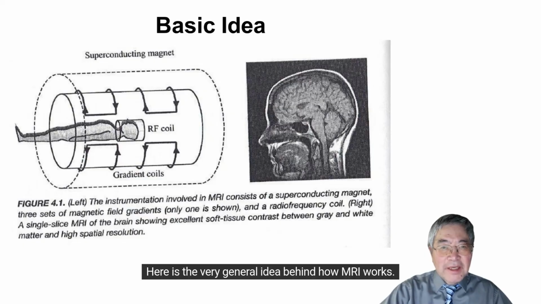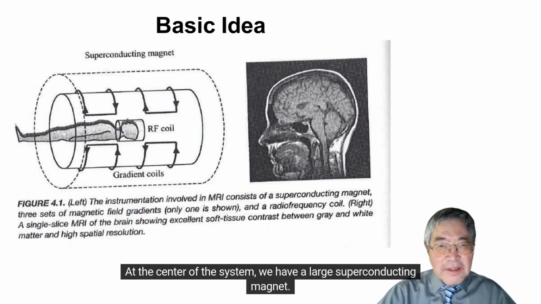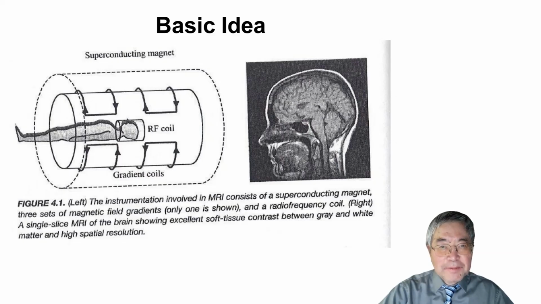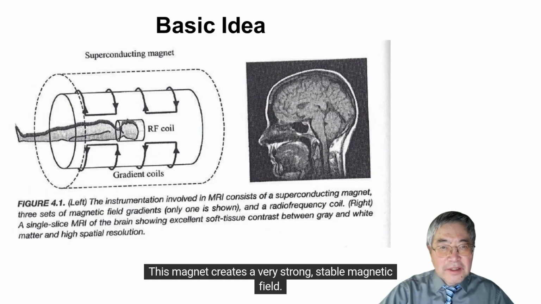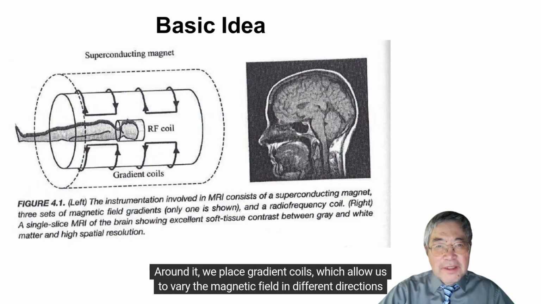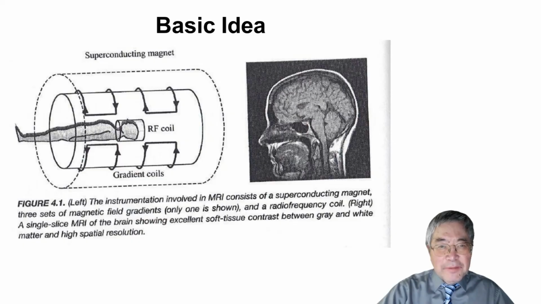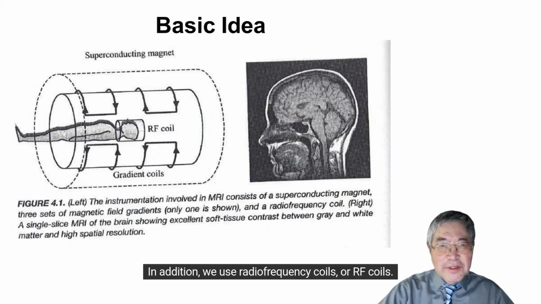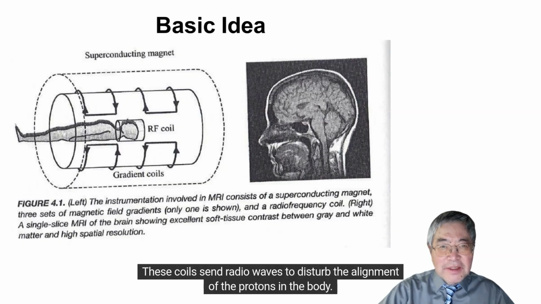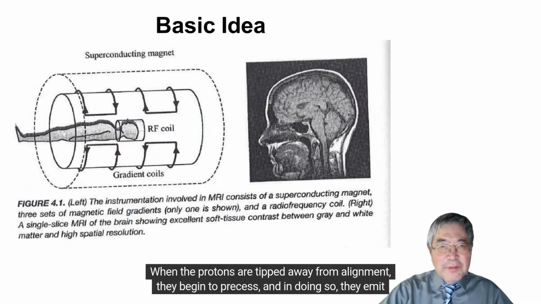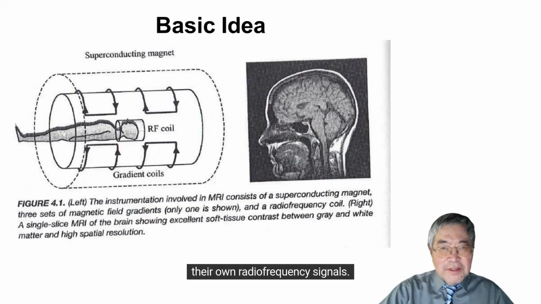Here is the very general idea behind how MRI works. At the center of the system, we have a large superconducting magnet. This magnet creates a very strong, stable magnetic field. Around it, we place gradient coils which allow us to vary the magnetic field in different directions and make tomographic or slice-by-slice imaging possible. In addition, we use radio frequency coils, or RF coils. These coils send radio waves to disturb the alignment of the protons in the body. When the protons are tipped away from alignment, they begin to precess, and in doing so, they emit their own radio frequency signals. The RF coils then detect these signals.